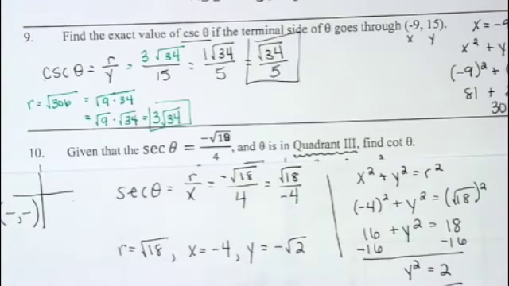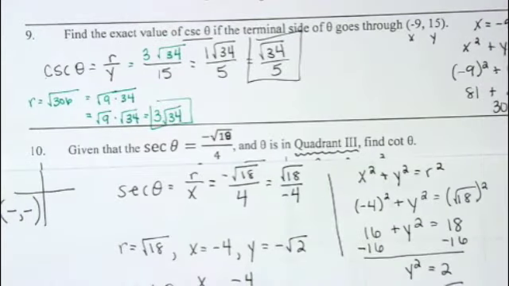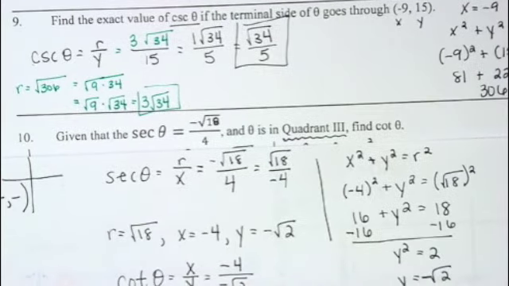Now that we have all 3 values, we're trying to find cotangent of theta. I know that cotangent is x over y, the reciprocal of tangent. My x value is negative 4. My y value is negative square root of 2, and I can simplify that. It doesn't say whether to rationalize the denominator, so I'm going to do it anyway.